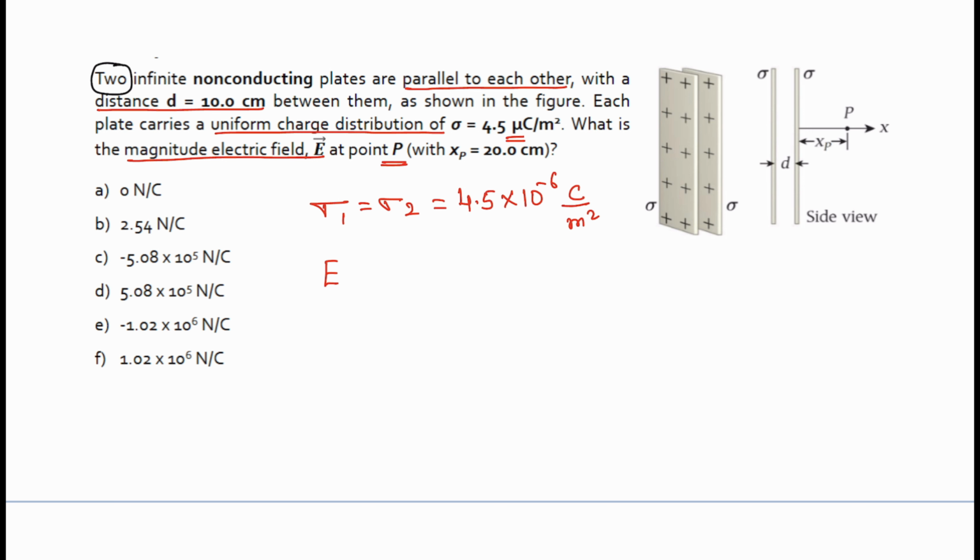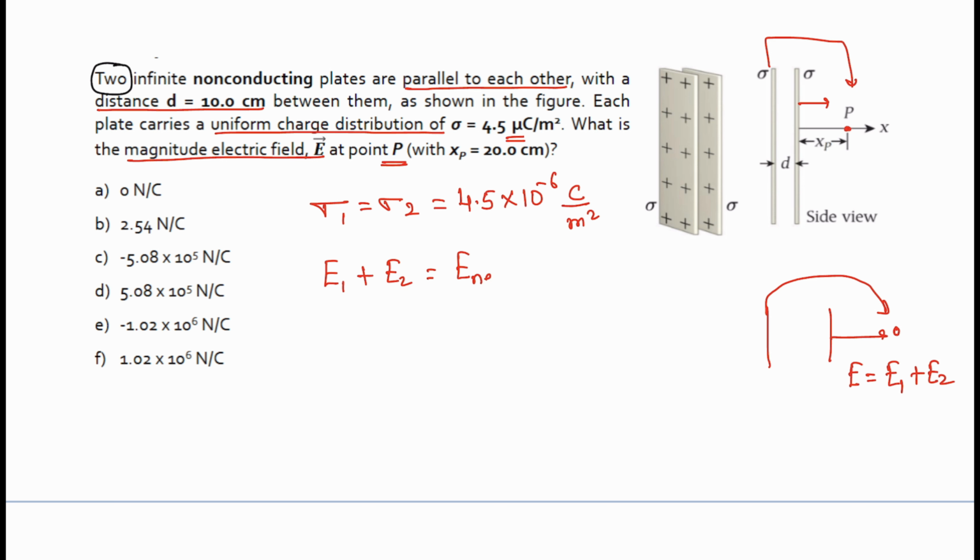At point P, I told you, first sheet is applying, second sheet is applying. Yes or no? Just try to understand. This is the first sheet, this is the second sheet, P is here. So first sheet is applying, second sheet is applying. It means E is equal to E1 plus E2. And both have the same charge.